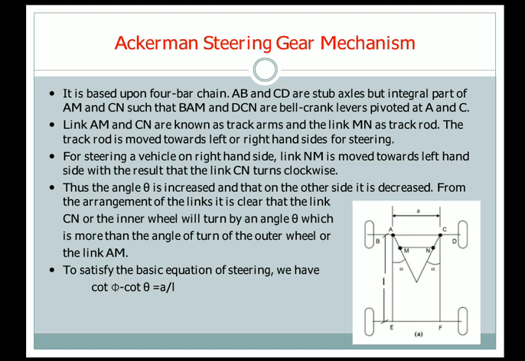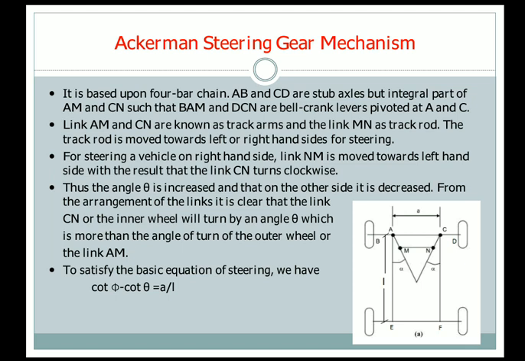So for steering a vehicle to the right side, if link NM is moved towards the left hand, the result is that the link CN turns clockwise. So when I am interested in taking a right turn, the link NM has to be moved towards the left hand side, so that the link CN turns clockwise. When the link CN turns clockwise, the front tires turn towards the right side, and the vehicle can be taken into the right turn.